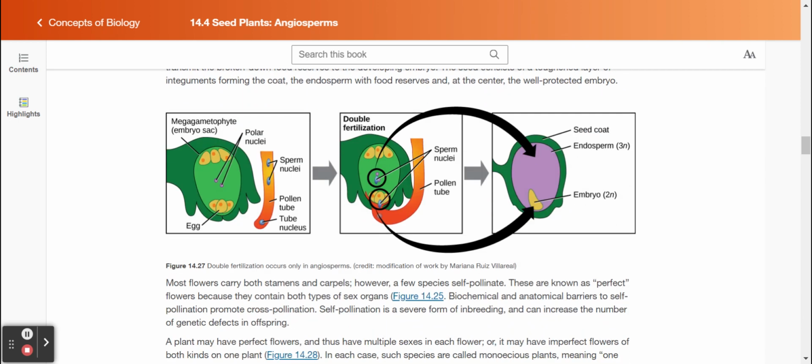Most flowers carry both stamens and carpels. However, a few species self-pollinate. These are known as perfect flowers because they contain both types of sex organs. Biochemical and anatomical barriers to self-pollination promote cross-pollination. Self-pollination is a severe form of inbreeding and can increase the number of genetic defects in offspring.